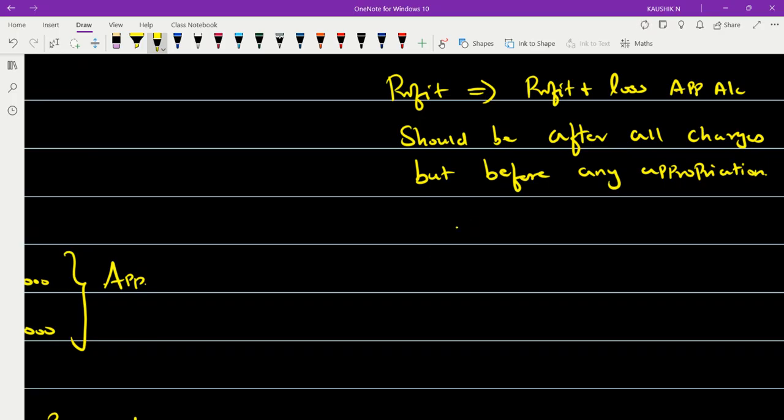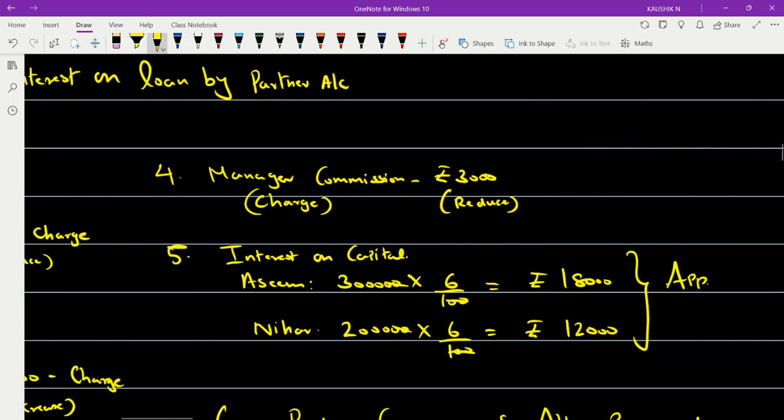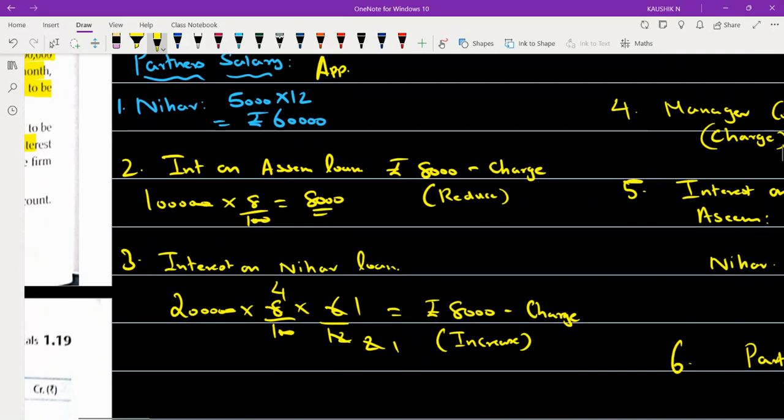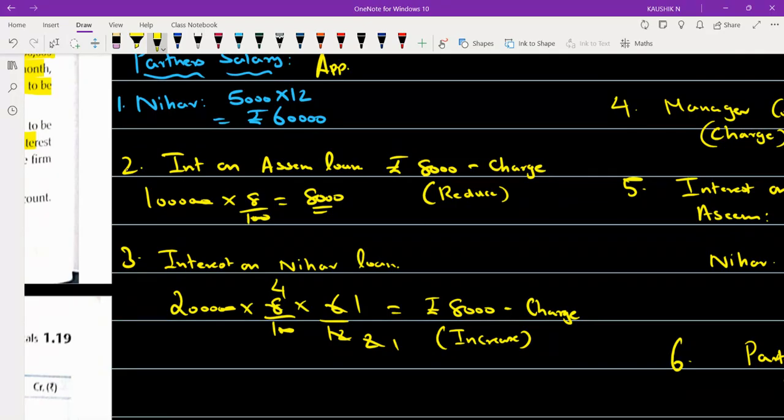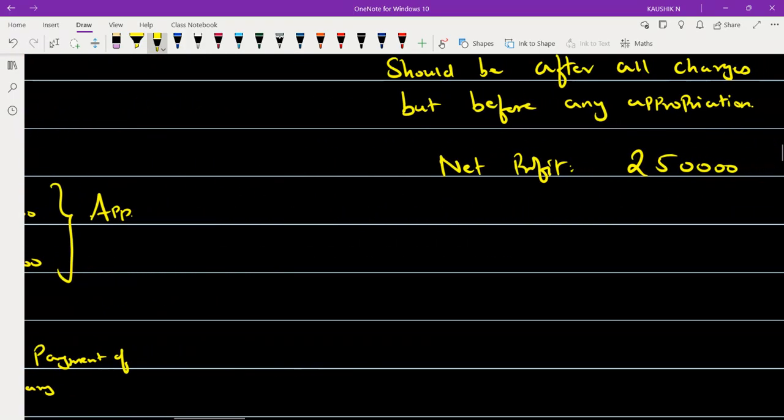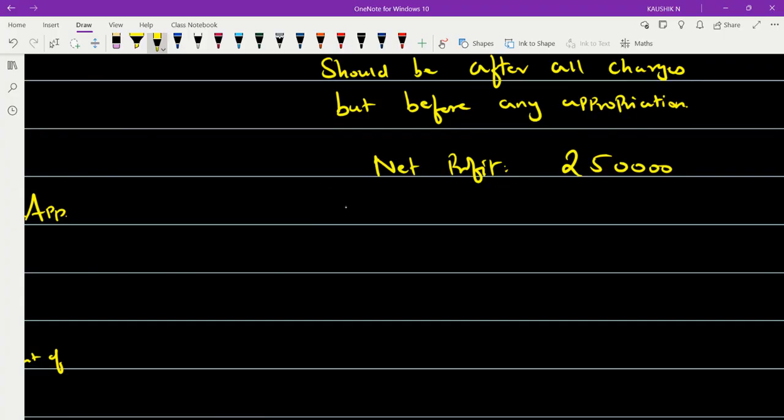We know the amount of net profit given in the question was 2 lakh 50. Now let's see which are all the charges that we have in the question. There is one charge called interest on Asim's loan. It will reduce your profit. So 8,000 should be subtracted. From this value of rupees 2 lakh 50 minus Asim's interest 8,000, you will be getting 2 lakh 42,000.